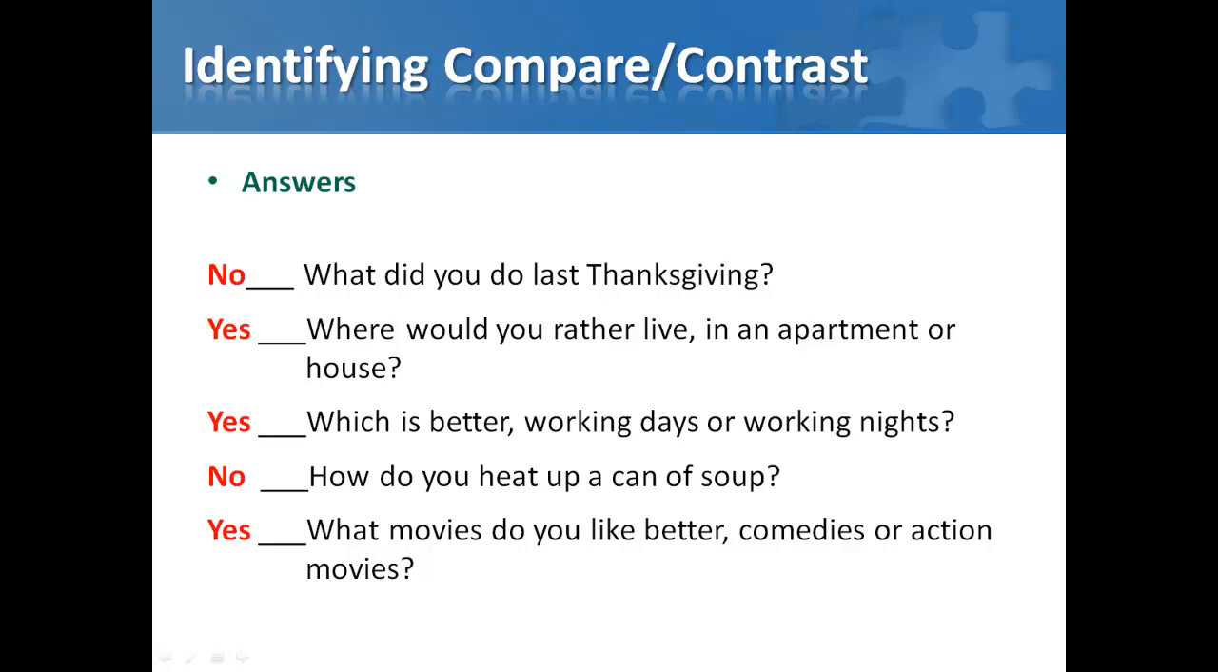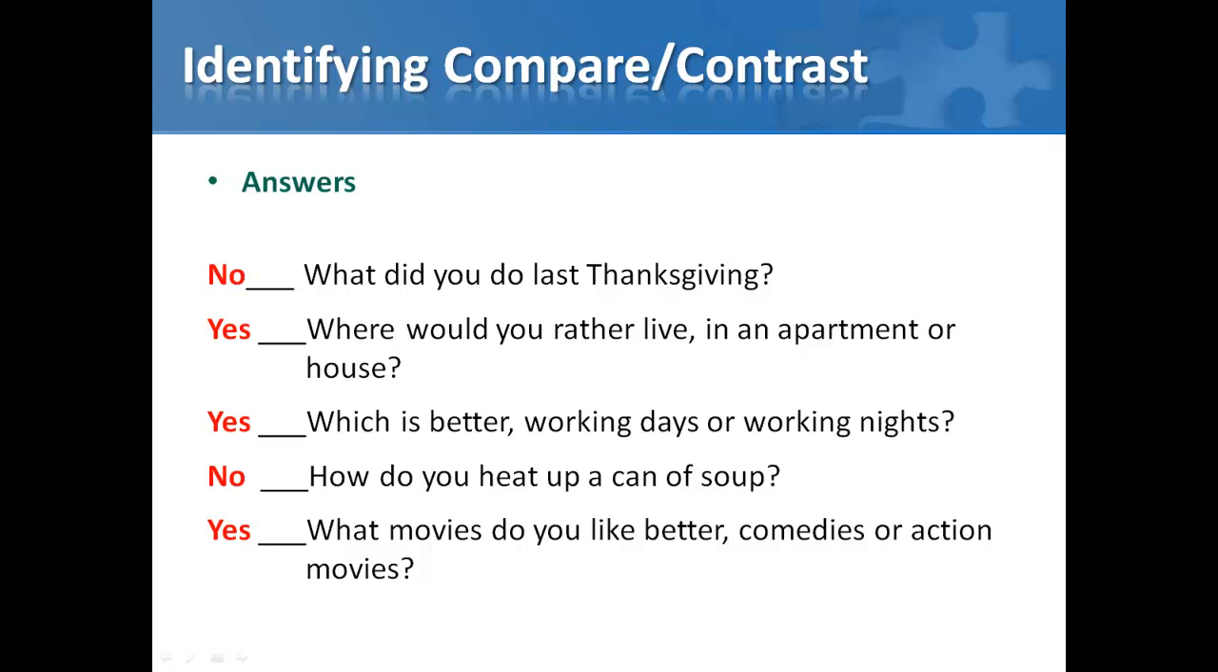All right, next, which is better, working days or working nights? Would you rather work in the daytime or work at night? Yes, you could do comparison and contrast on this topic. How do you heat up a can of soup?